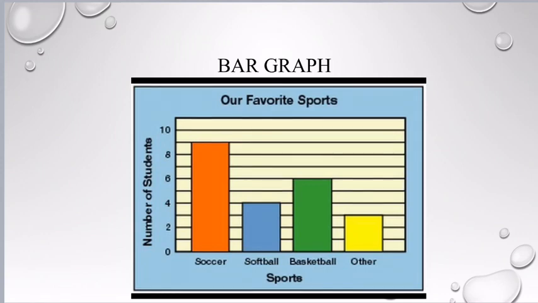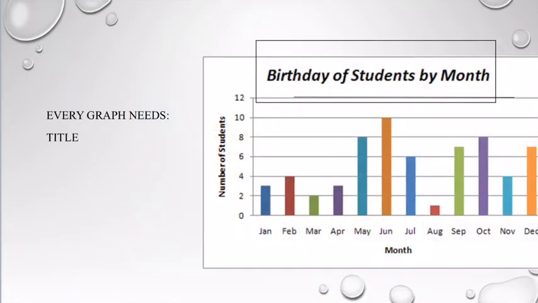It's called a bar graph because the things going up are the columns. In this one, the orange, the blue, the green, and the yellow look like bars, so think of a chocolate bar. So this is an example of a bar graph.